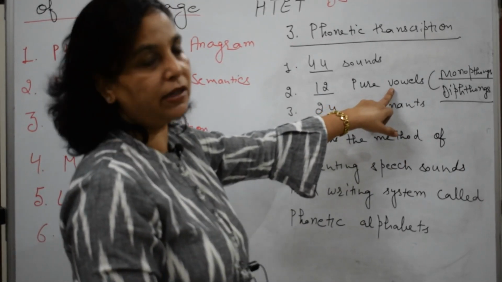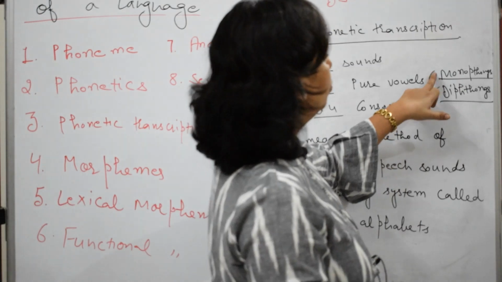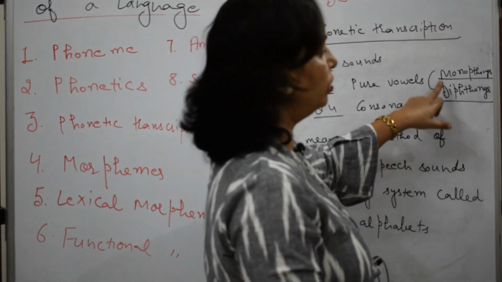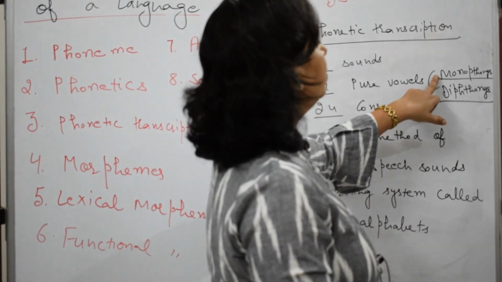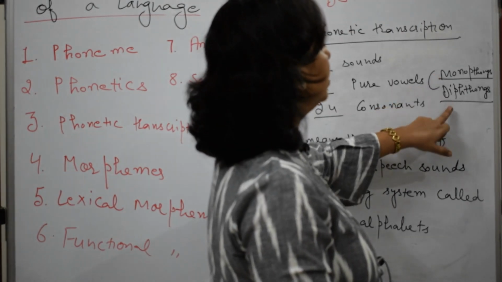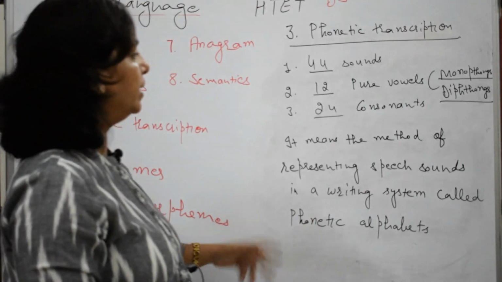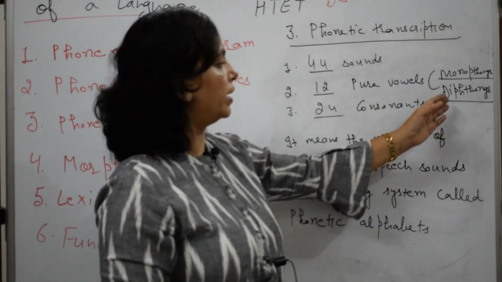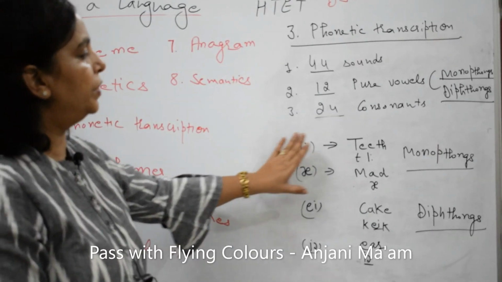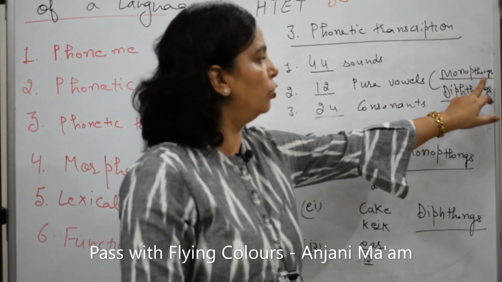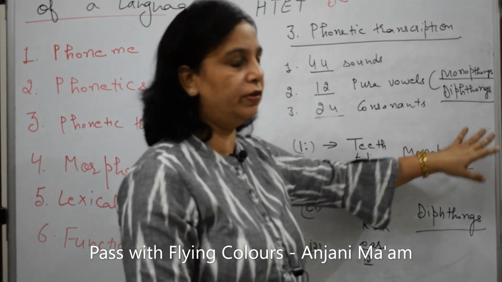Further, we can divide the pure vowels into two types, monophthongs and diphthongs. Mono means, you know very well, one; it means only one vowel sound is there. Diphthongs means two vowel sounds are there. So let's see the monophthongs and diphthongs. As I told, monophthong means one vowel sound, diphthongs means two vowel sounds.